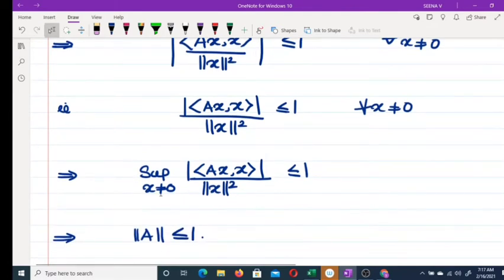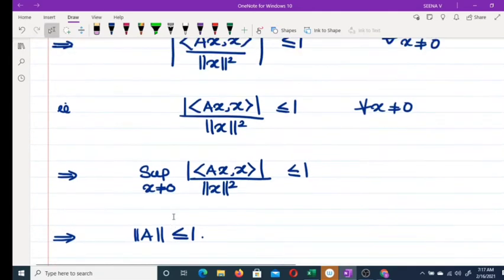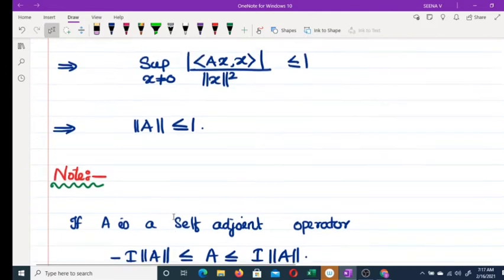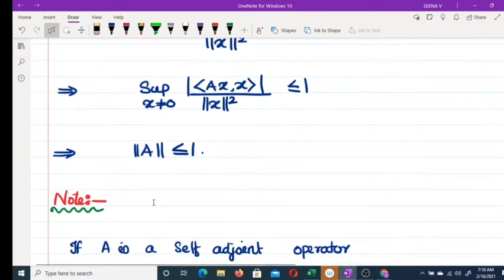That means the supremum over x not equal to 0 of modulus of inner product Axx by norm of x square is less than or equal to 1. This implies norm of A is less than or equal to 1. This is the definition of norm. Okay, that is our first property: minus I less than or equal to A less than or equal to I implies norm of A is less than or equal to 1.